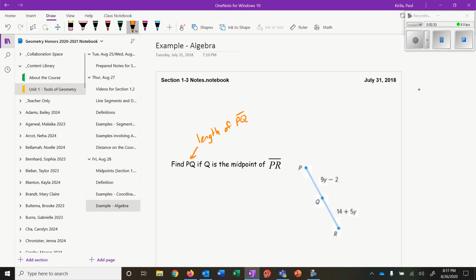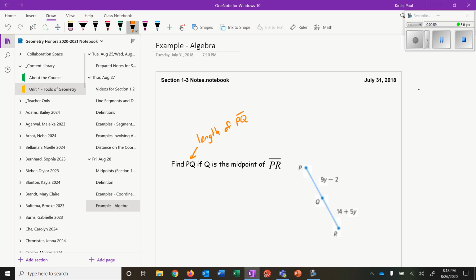If Q is the midpoint of PR, and then we're told variable expressions for the length of PQ and the length of QR. So to verbalize my thought process, they gave me a picture. That's helpful, but my picture's not really complete yet because I'm told that Q is the midpoint, but there's nothing on my picture showing that Q is the midpoint.